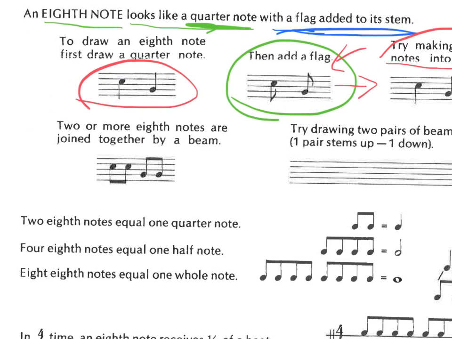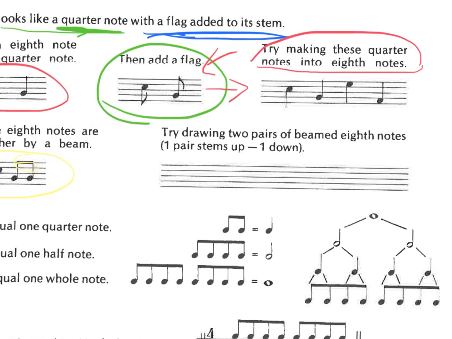Now, if you have two or more eighth notes, you can join them by adding a beam. See that beam, how it connects the eighth notes? It doesn't change their value. It's like tying the flags together. Isn't that cool? All right, so let's move on over.